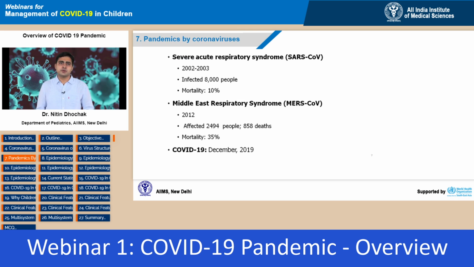Coronaviruses have previously caused pandemics, although the number of cases was not as high as in the COVID-19 pandemic. It caused severe acute respiratory syndrome in 2002-2003. The virus was first detected in China in November 2002 and later affected 26 countries. It infected more than 8,000 people with a mortality of 10%. No new SARS infections have been reported since 2004.